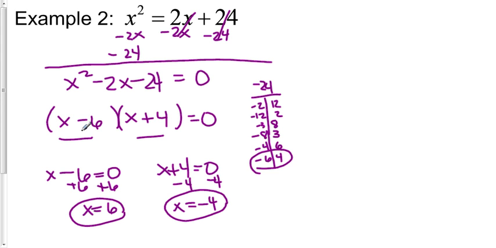So because negative 6 and 4 were the numbers that worked in my two factors here, the solutions are going to be positive 6 and negative 4. That comes in handy for the next example.